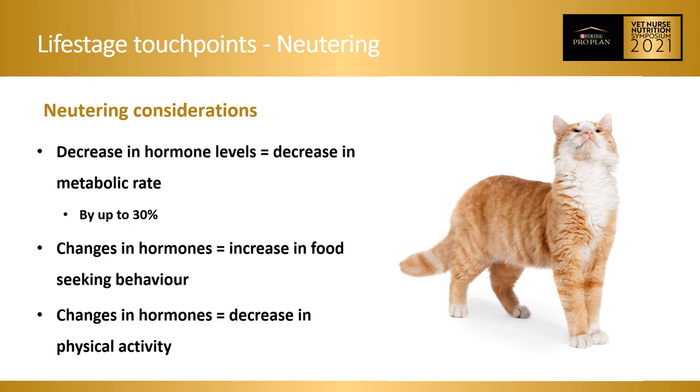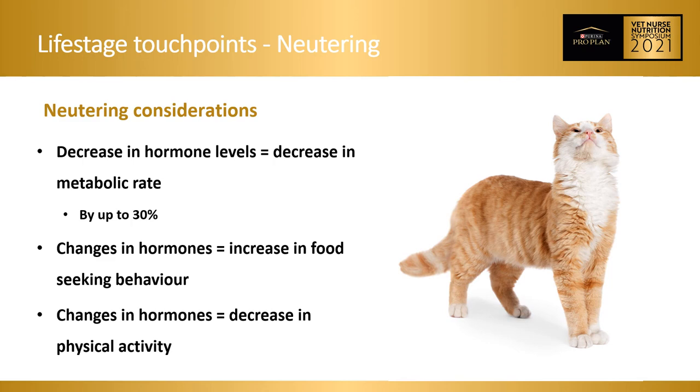So we can see a metabolic reduction of up to 30%, and this could coincide with a decrease in spontaneous activity or lifestyle. So again, thinking maybe around those indoor cats particularly. With changes in hormones, we tend to see an increase in food-seeking behaviour alongside a decrease in physical activity. So we tend to see food overconsumption, and then they're not doing as much activity as we wanted them to. So the risk of obesity and health implications are associated with that.